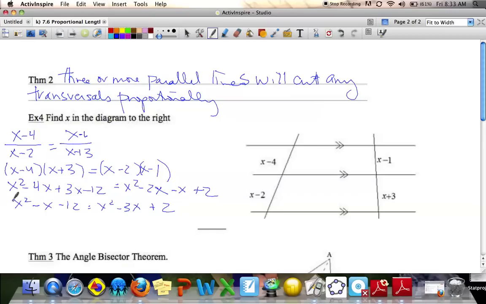The x squareds cancel, and we can add 3x to both sides, and we'll get 2x, and adding 12 to both sides, we get 14. So the final answer for x is x equals 7.